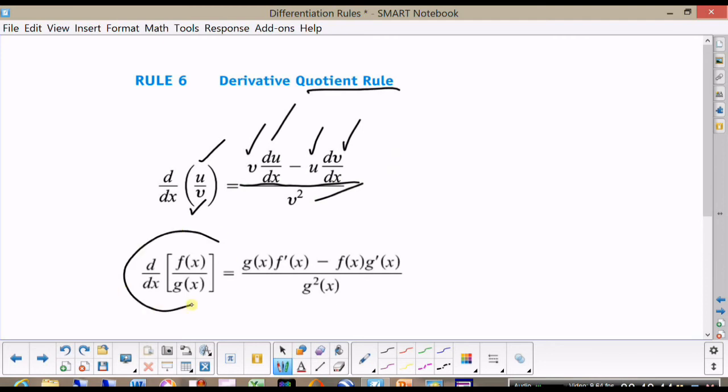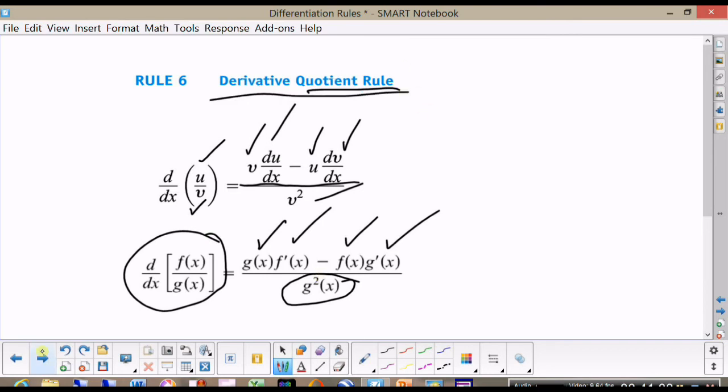And this notation, d dx of f of x over g of x, again, sometimes I call it the bottom times the derivative of the top minus the top times the derivative of the bottom, divided by the denominator or bottom squared. This is the quotient rule, and you'll be using this a lot.